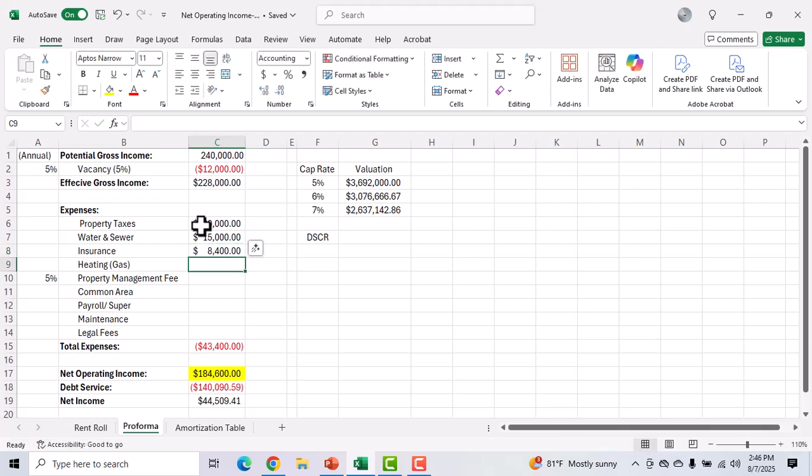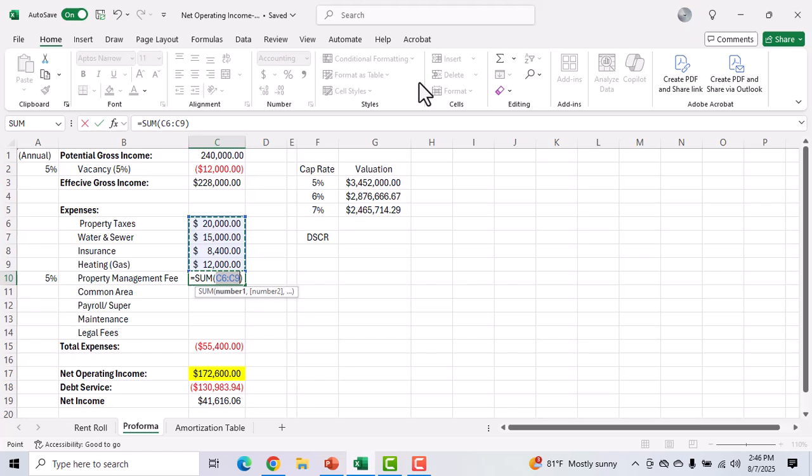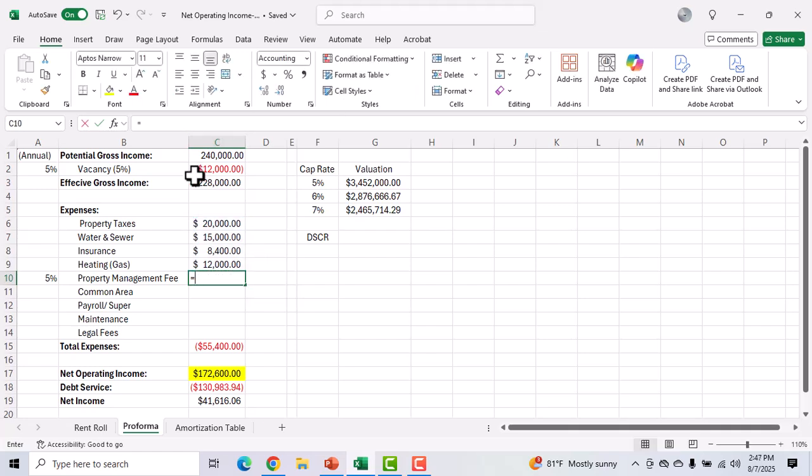Again, when you're underwriting these models, you want to use whatever information applies to your local market. So our heating and gas for the year is going to be $12,000. Our property management fee is going to be 5% of the effective gross income. So what we'll do is multiply this number by 5%, and that brings us to our property management fee.